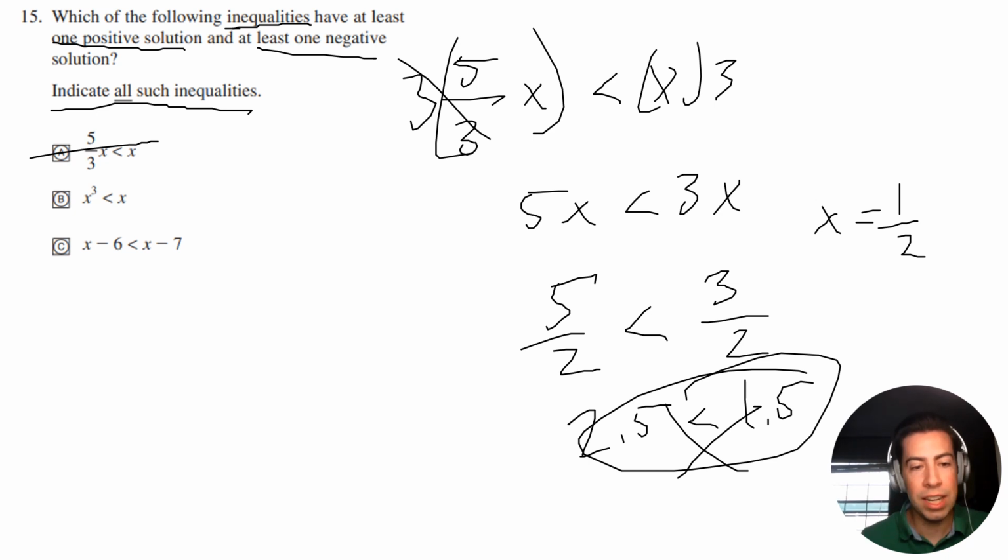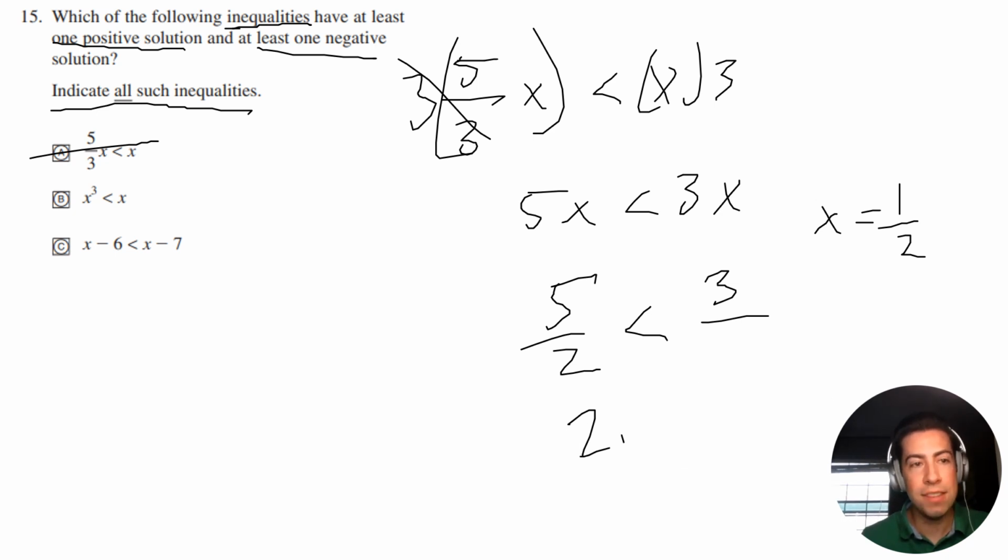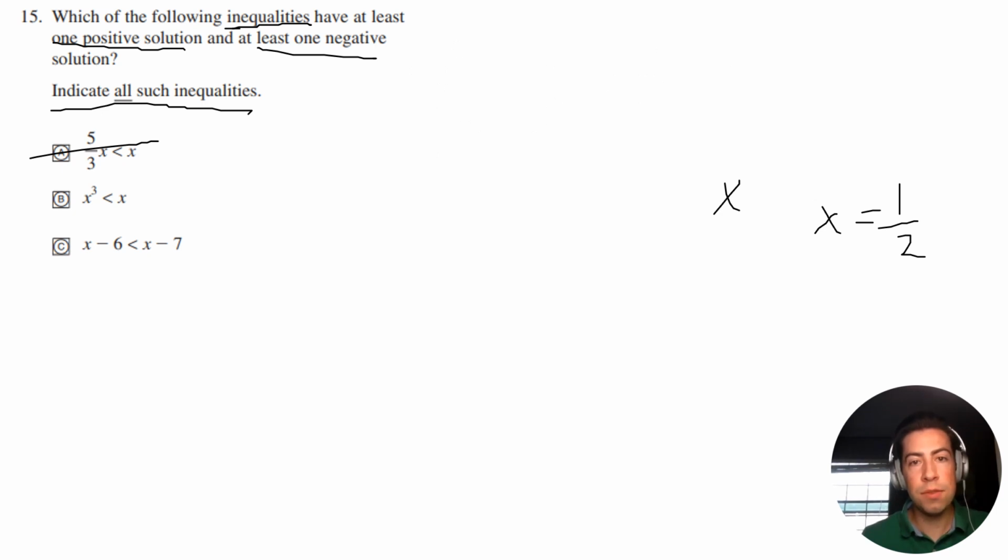I'm not even going to check for negative solutions, because right off the bat, if there are no positive solutions, we know that this cannot be the answer, okay? So that's just a way to save some time. Right when you see that, quickly go to the next one, all right? And if you have time, you can go back and double check your work. But if you're short on time, just go ahead and cross it out, okay?